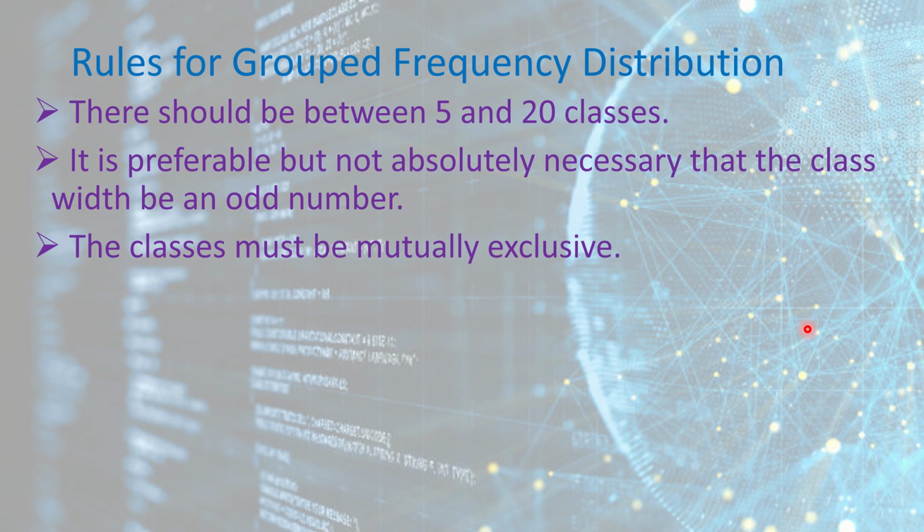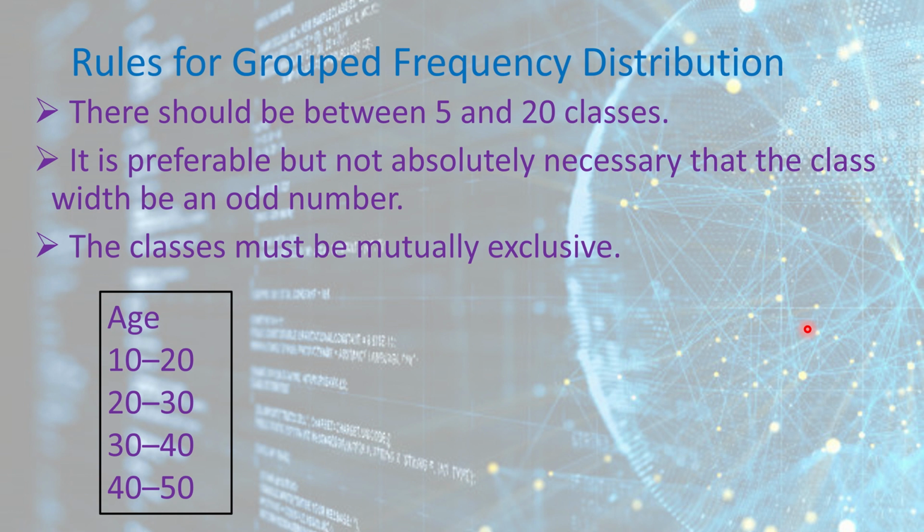whereas the classes must be mutually exclusive. Okay, for example, in this case these classes are mutually exclusive. They are considered to be mutually exclusive even though 20 is included in this group and this group as well. This is considered mutually exclusive, but this is not ideal, because if 20 is in the data, there is a confusion whether 20 will be counted in this group or in this group. Similarly for 30, similarly for 40. So this is not ideal.